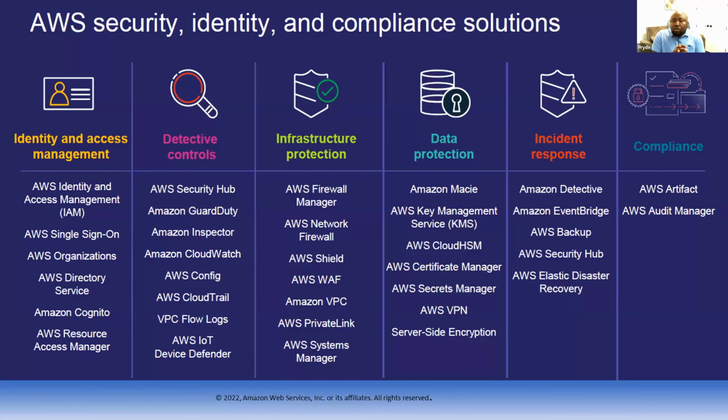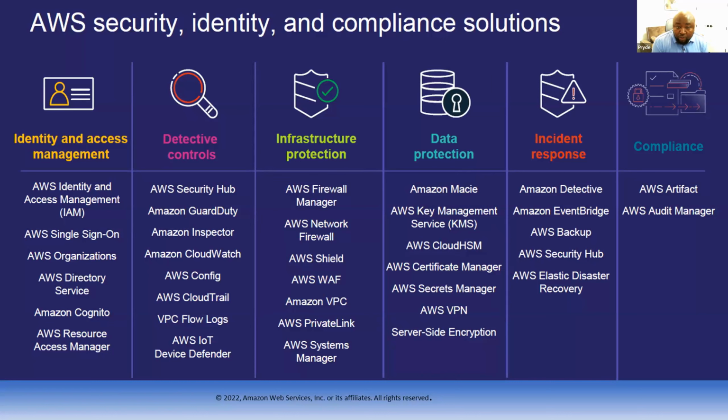So if you look, what we have in front of us is a summary of the security tools that we have within the AWS ecosystem. So these are the various services. This is a summary of the various services that we can use for different purposes within the AWS ecosystem.